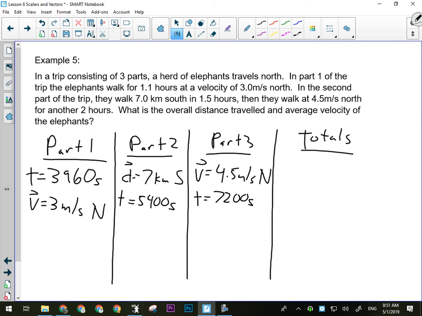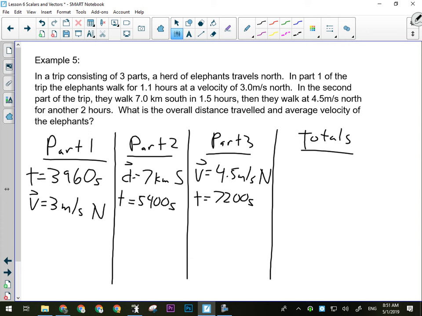So they start out going north, then they turn around and come back south, and then they turn around and go back north again. What I've got to figure out here is, first off, the overall distance traveled. Does direction matter for that? No. Distance is scalar, so I just need to figure out how far they walk. Then I'll need to figure out their average velocity. Does direction matter for that? Yes, it does.